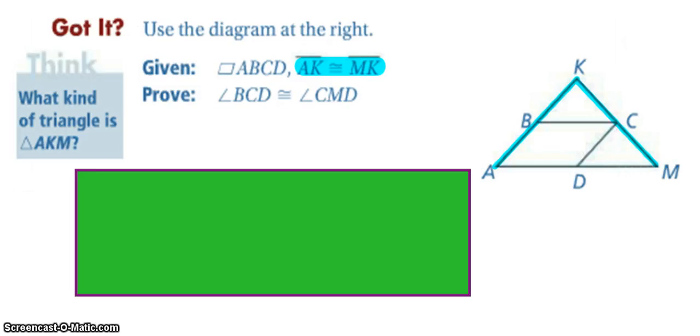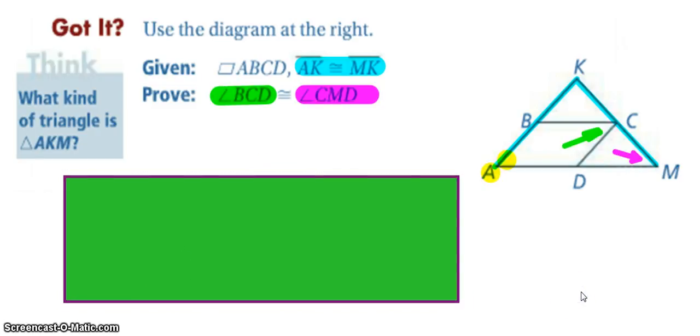Try to solve it. You really only need 4 steps for this proof. We start by saying that AK is congruent to MK, and that ABCD right here is a parallelogram. So go ahead and try this proof to prove that angle BCD is congruent to angle CMD.